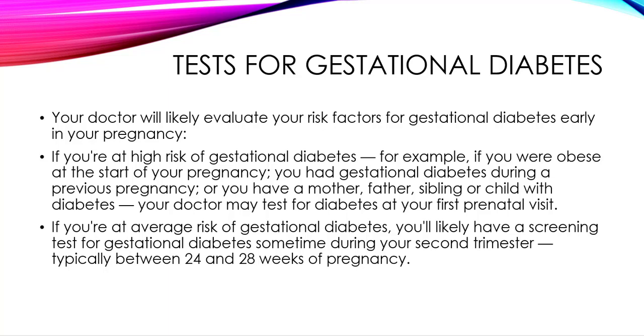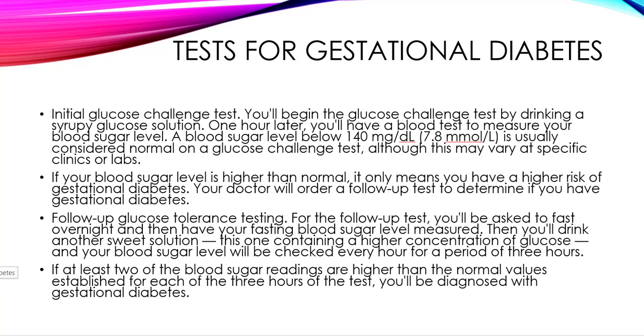If the person is at average risk of gestational diabetes, then they will receive screening tests for gestational diabetes sometime during the second trimester, typically between the 24th and 28th week of pregnancy. The initial evaluation does happen immediately. A commonly used test to test for gestational diabetes is the glucose challenge test, which is that glucose tolerance test, where the person will drink a sweet syrupy liquid. If the person's test is higher than normal, then a follow-up glucose tolerance test will be scheduled.